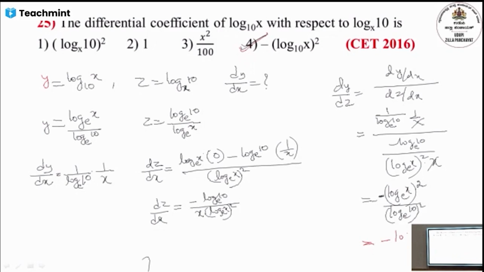So, I can again change it to x to the base 10 whole square. Log x to the base 10 whole square. Is this fine? Just check if it is all right. Is this okay?